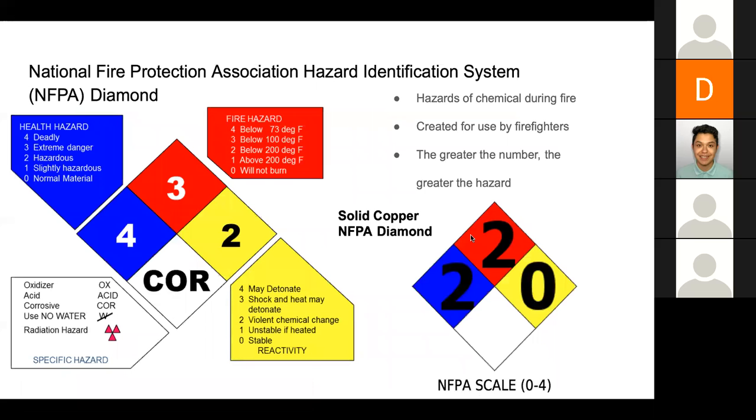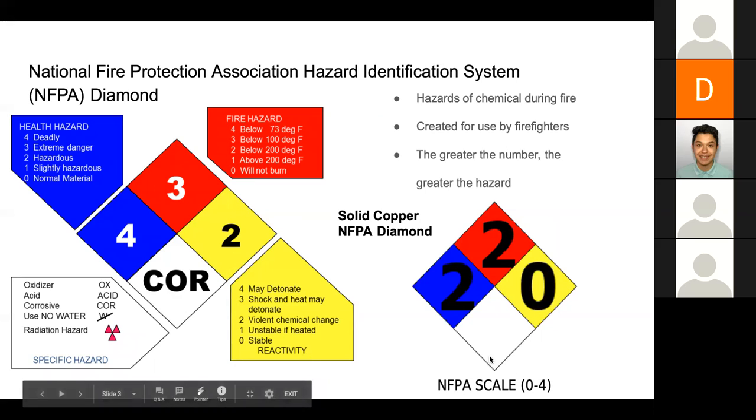So one of the segments in that chart was the National Fire Protection Association Hazard Identification System, or the NFPA diamond. It was created to identify hazards of a chemical during a fire, and it was created to be used by firefighters. And here I have an example, the NFPA diamond for solid copper, and it has a 2 for a health hazard, a 2 for a fire hazard, and a 0 for reactivity. And this white spot is just categorized for specific hazards.